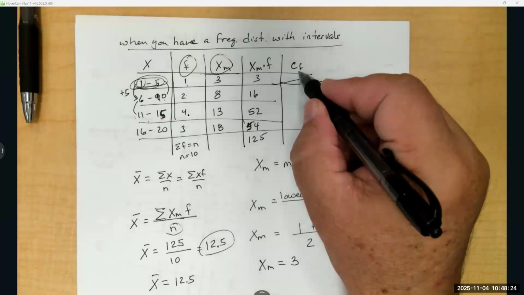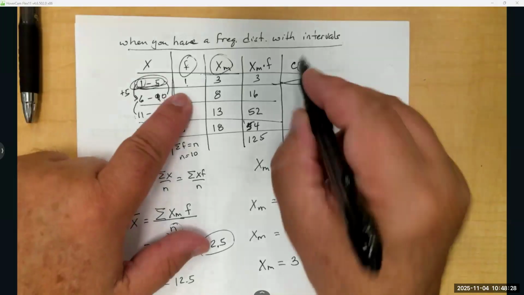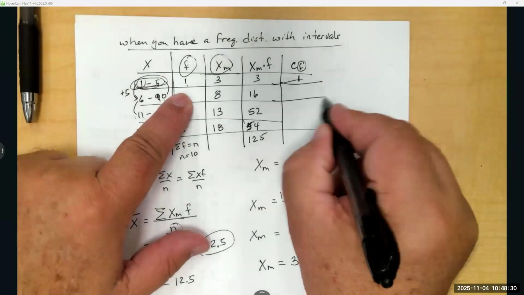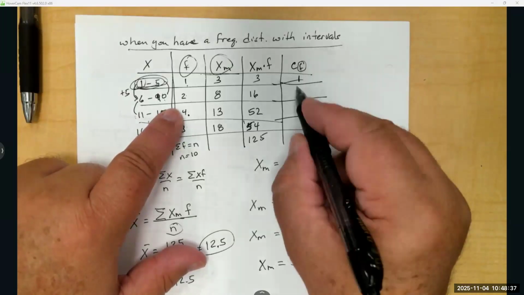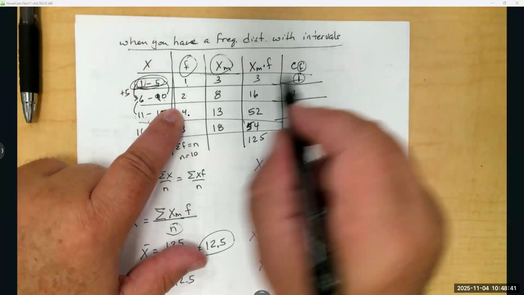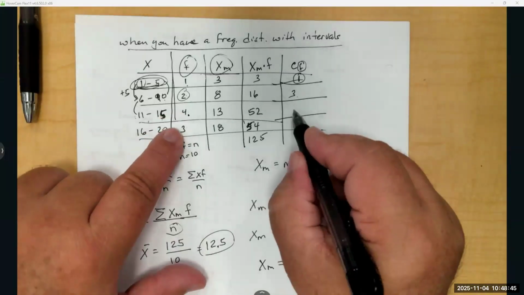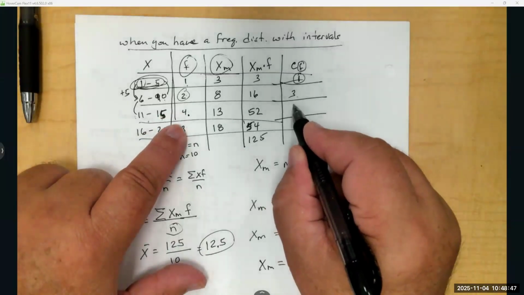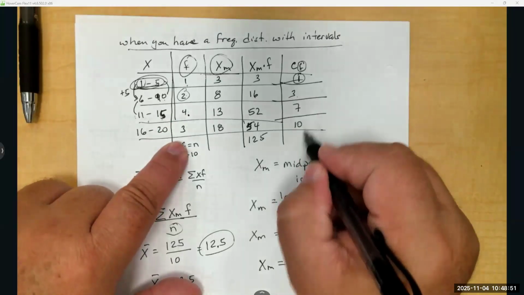What's that? Look at the frequencies. 1. What goes under the second one? No. It's cumulative frequency. 3. Because we start off with this one, we add that, we get 3. What's the next one? 7. 3 plus 4 is 7. And the last one? 10.